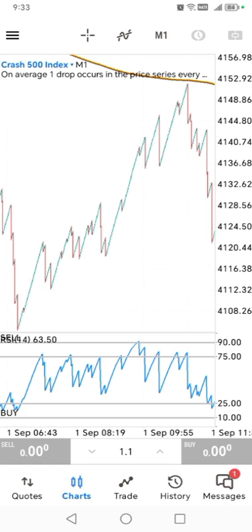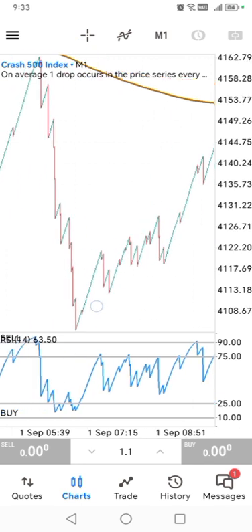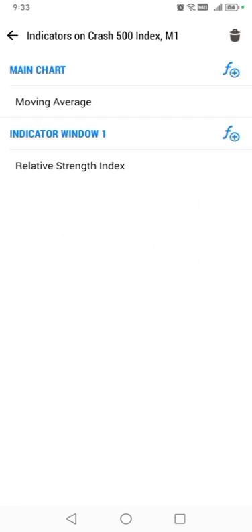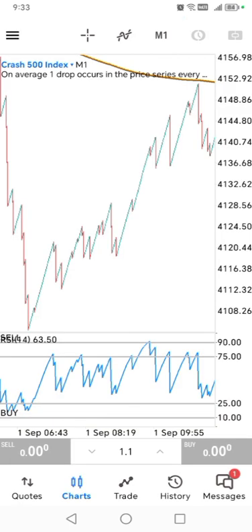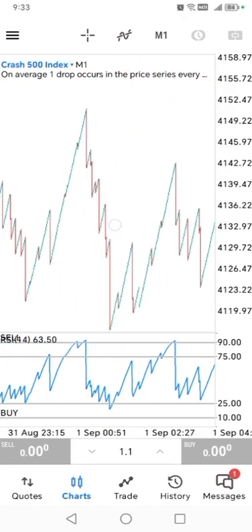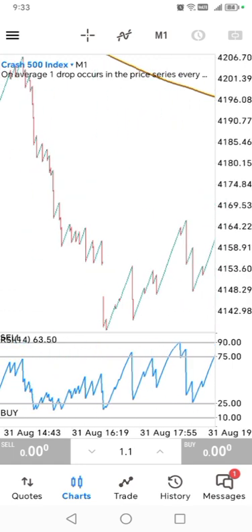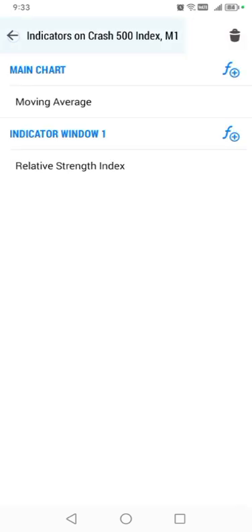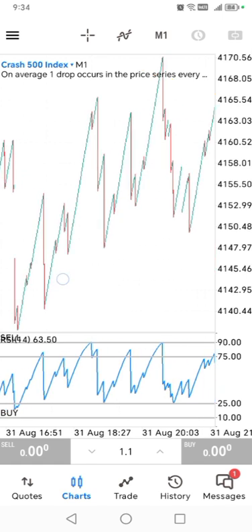But right here we have this strategy. It's one of the simplest and easiest strategies. It's only these two: the RSI and the moving average. So you have the RSI. Here's the full setting: 25, 75, 10, and 90. Those are your levels.